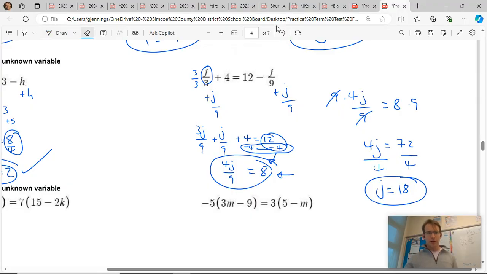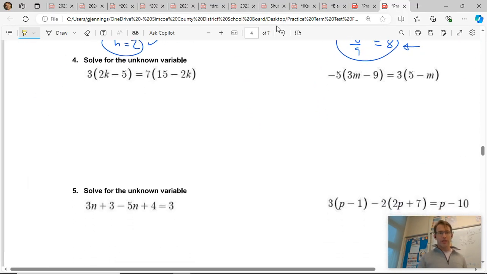If I put this up here, j divided by 3, let's highlight as I go, j divided by 3, that's 18 divided by 3, that's 6. 6 plus 4 is 10. Well, is that the same thing as 12 minus 18 divided by 9? 18 divided by 9 is 2. Yes, it is. So that's true. Cool. All right, let's keep going.